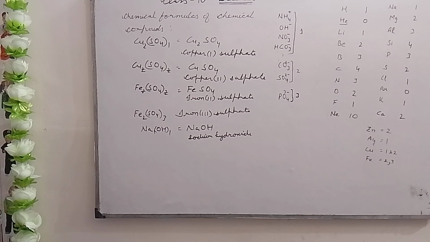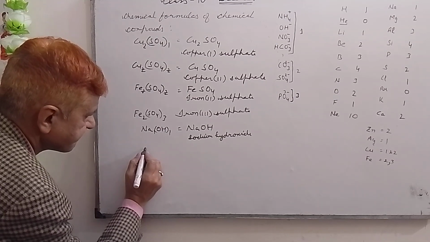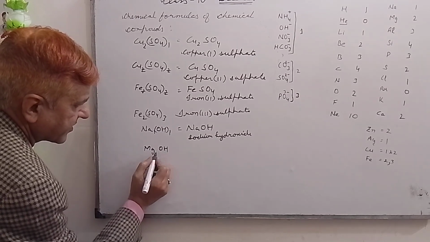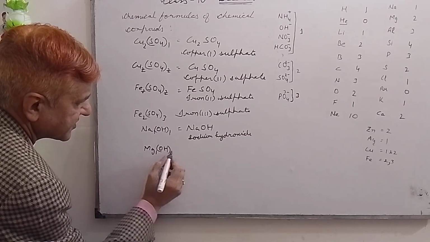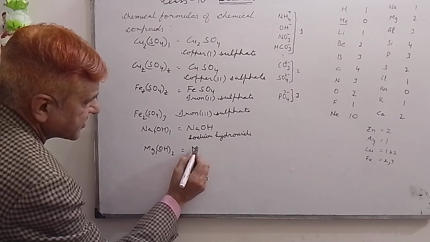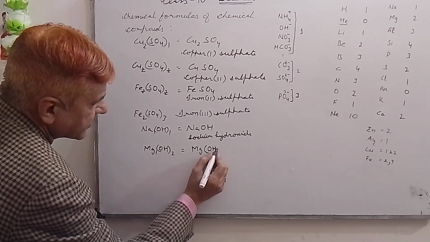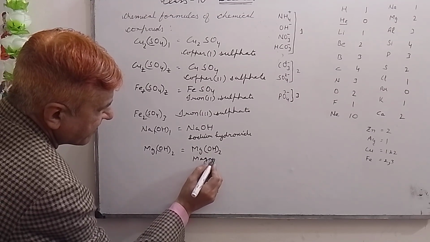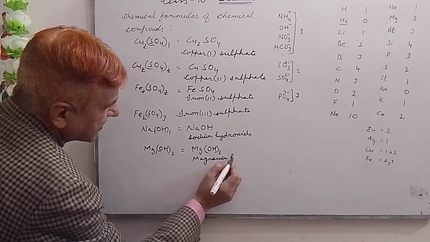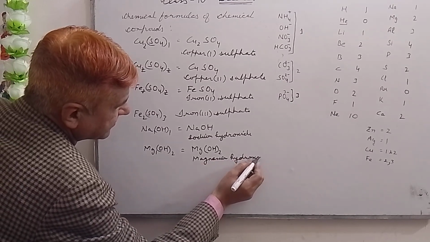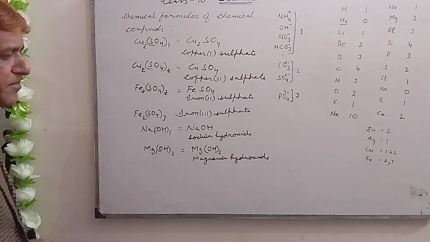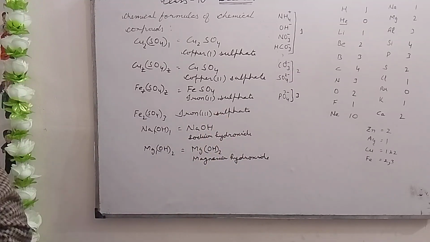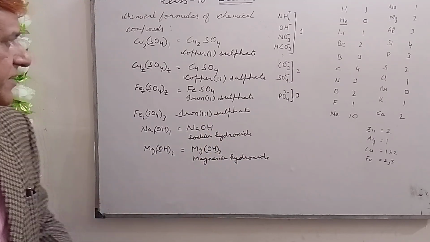Then we have magnesium hydroxide. Valency of hydroxide is 1 and valency of magnesium is 2. So this is magnesium, within bracket is hydroxide, and twice. So this is magnesium hydroxide. My dear student, this is also called milk of magnesia, used to treat acidity, because this is basic in character.